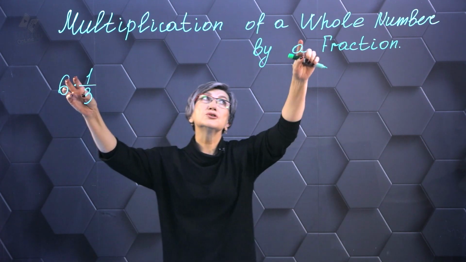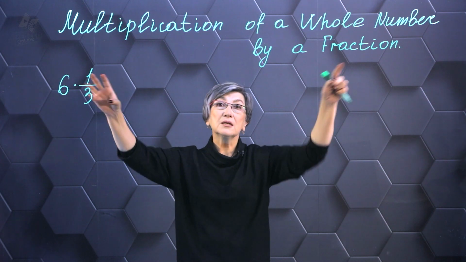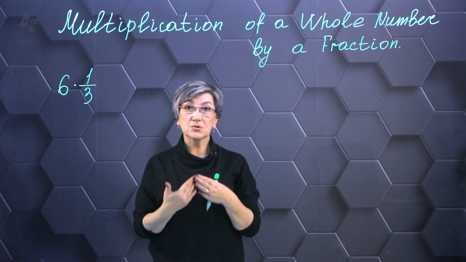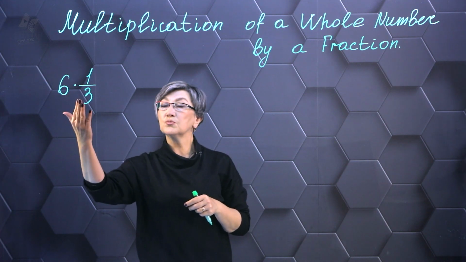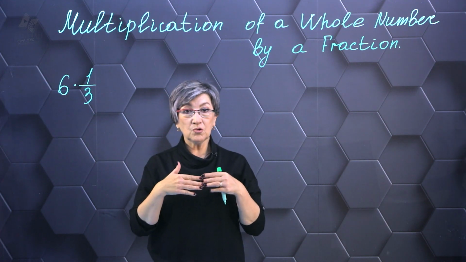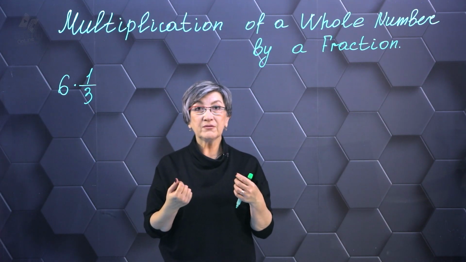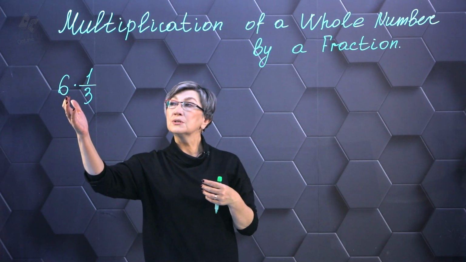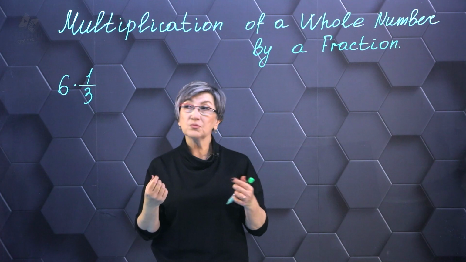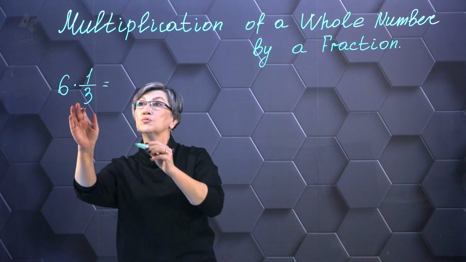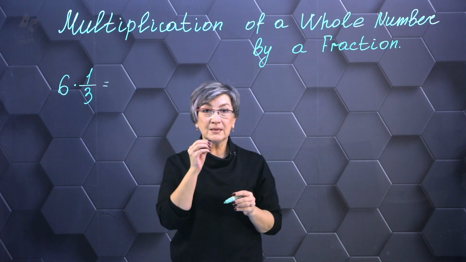6 is a whole number, 1/3 is a fraction. So what do we do here? Let's work out in general what 6 times 1/3 is. Without knowing the rules of multiplying a whole number by a fractional number, we can basically solve this example. Why? Because 6 times 1/3 means we need to take 1/3 six times.